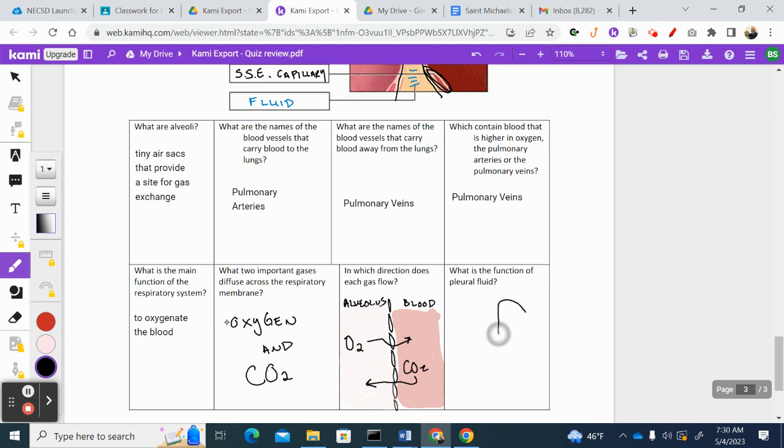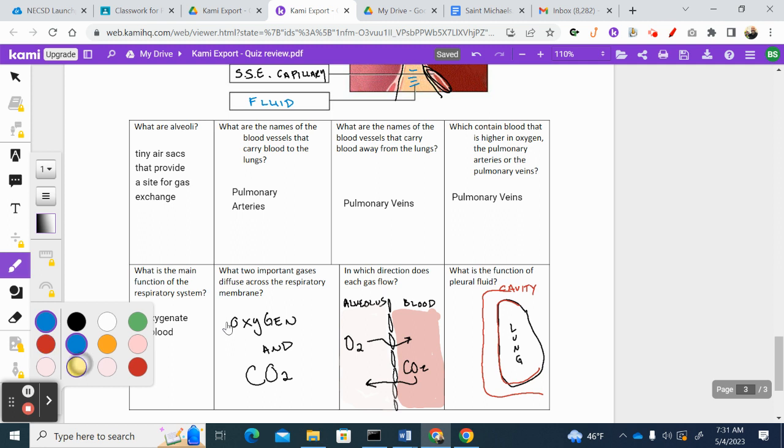If we have a lung, the lung has a visceral membrane that protects it. The lung is sitting in a cavity, it's called the pleural cavity, and that cavity has a membrane that protects it. It's called the parietal membrane.